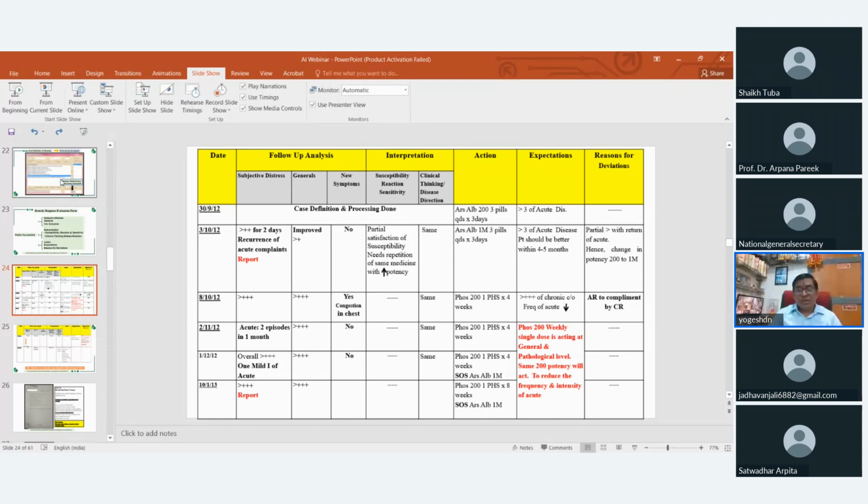Reasons for deviation, again, partial amelioration with return of acute complaints. Okay, 200 was able to take care of this susceptibility for 2 days, but on the third day, recurrence was there. So there is partial amelioration with return of acute complaints, hence the change in potency from 200 to 1M. So within 5 days, the subjective distress has ameliorated.